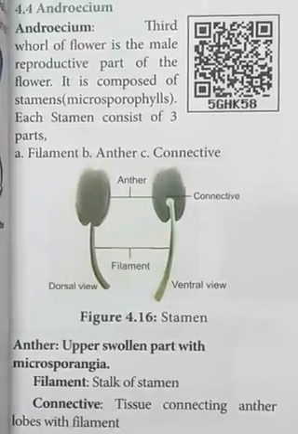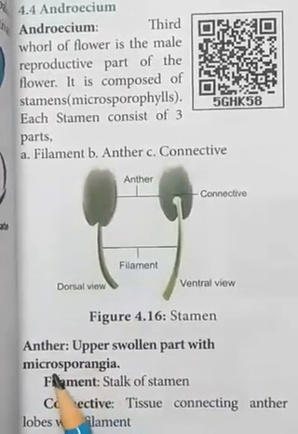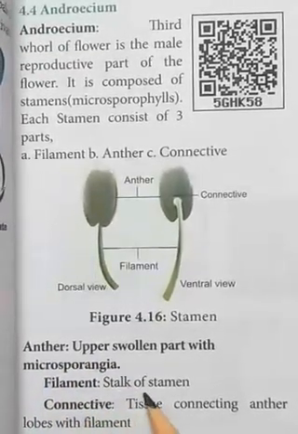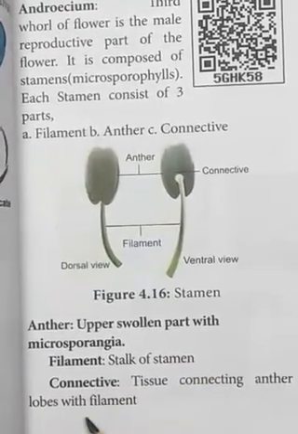The anther is the upper fertile part with microsporangia. Microspores are present inside this anther. The filament is the stalk of the stamen, and the connective tissue connects the anther lobes with the filament.